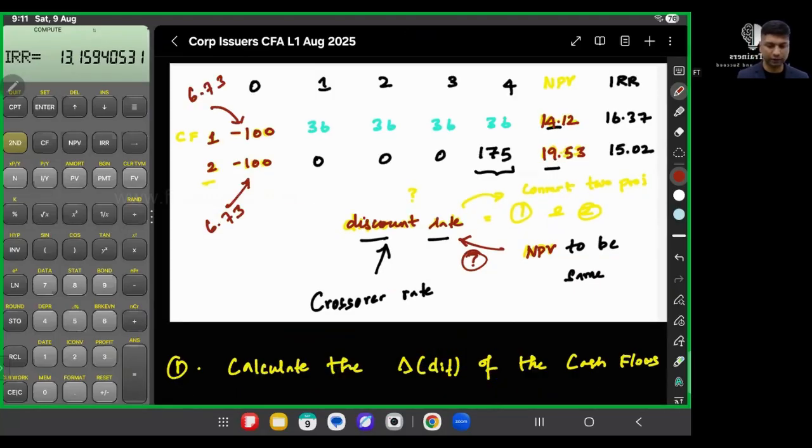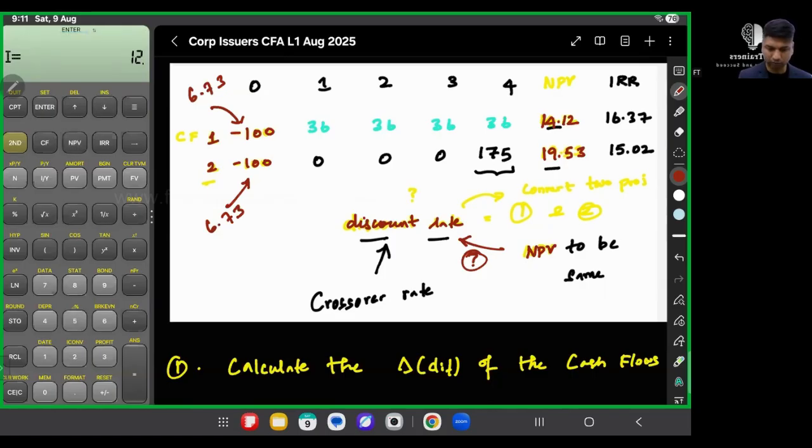I will just do it for project 2, to see if I'm getting 6.73. Cash flow, second, clear worksheet. CF0 is negative 100, enter, down arrow, 0, enter, down arrow. Then my C04 is 175, enter, and then go to my NPV.